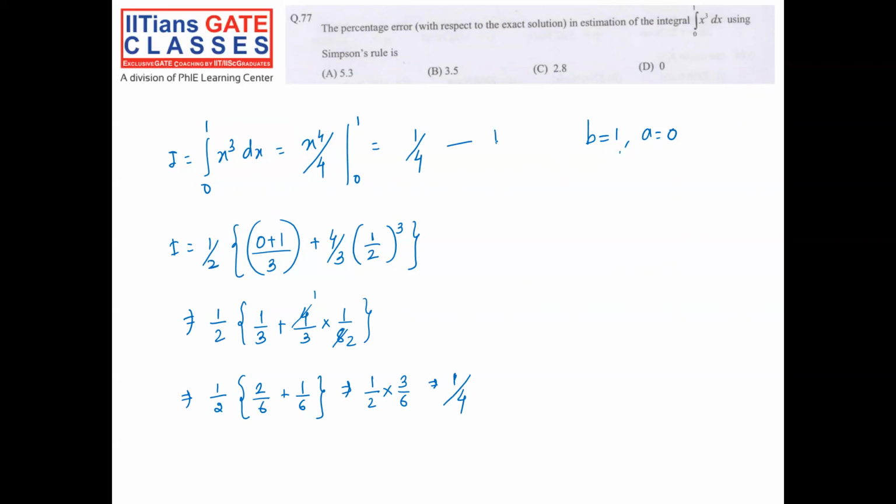So if you compare equations 1 and 2, we can clearly say that the value which we have calculated by the exact solution method and with the numerical method of Simpson's 1/3 rule is exactly matching here. Hence the percentage error in this case would be 0. Hence option D is correct in this case.